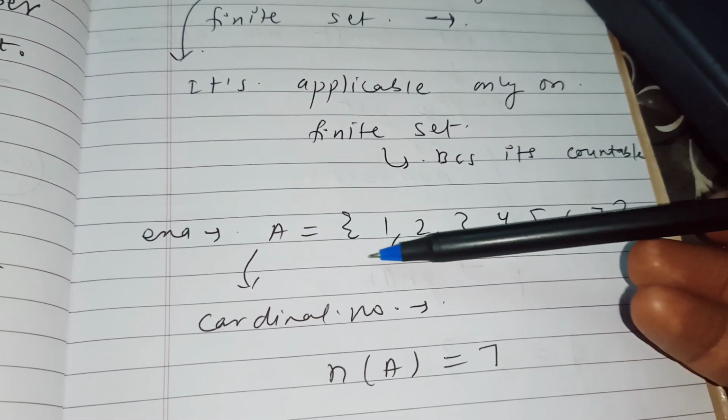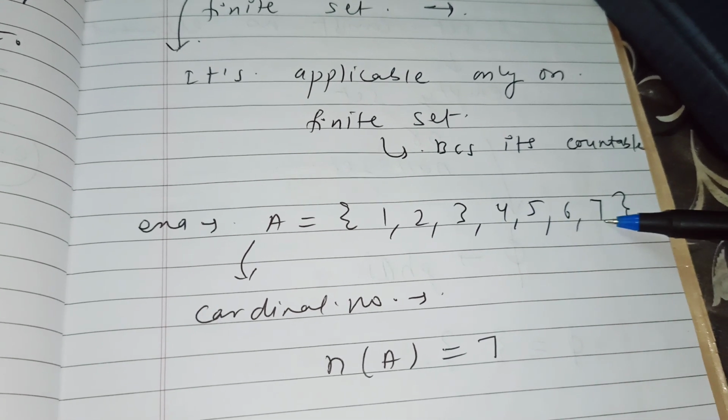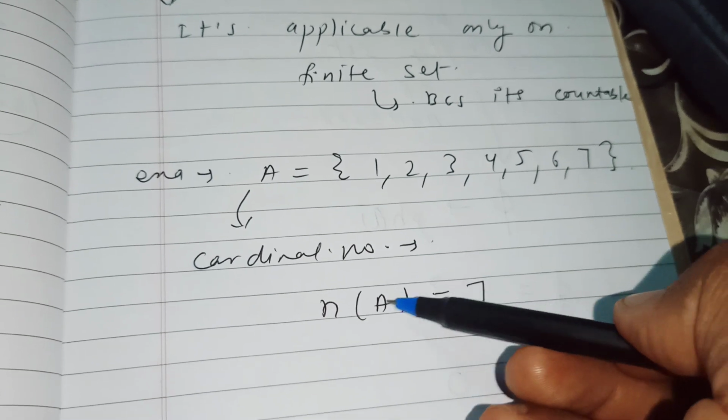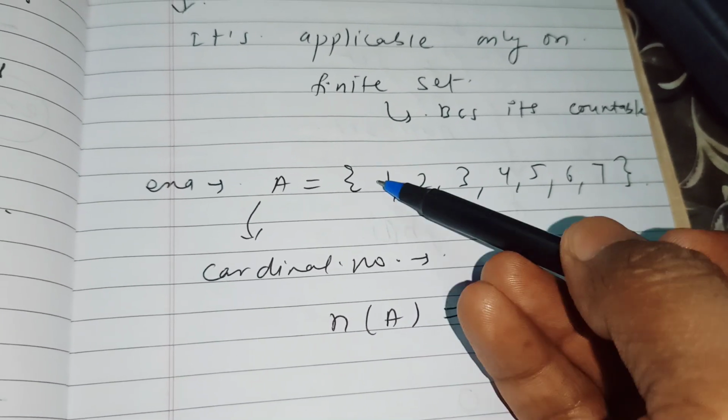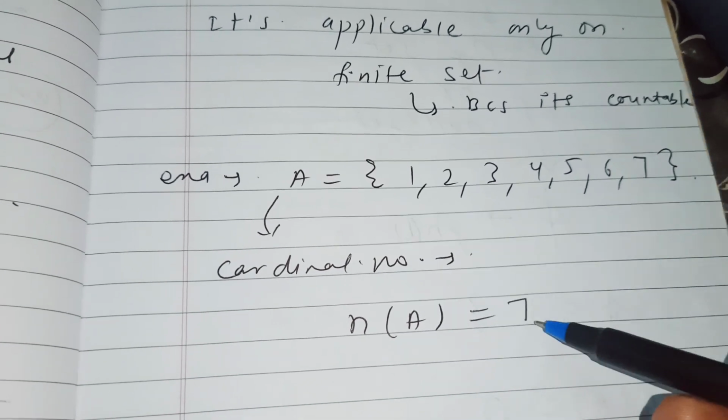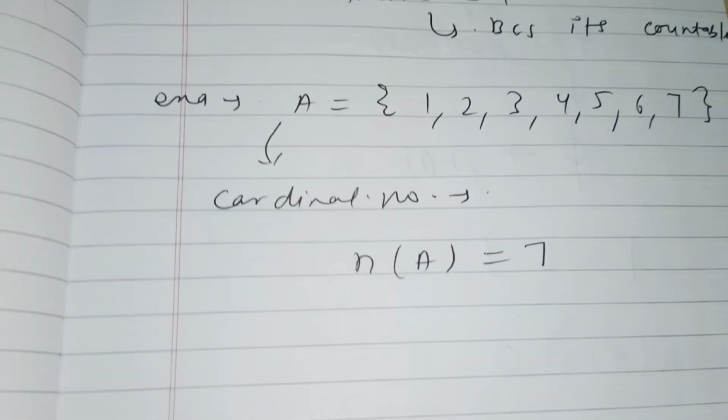Example: we can write here A equals 1, 2, 3, 4, 5, 6, 7, till 7 I have written. So we can write here the cardinal number, n(A) equals what? Just count it. So 1 to 7, there are 7 numbers, so we can write here 7. Clear?